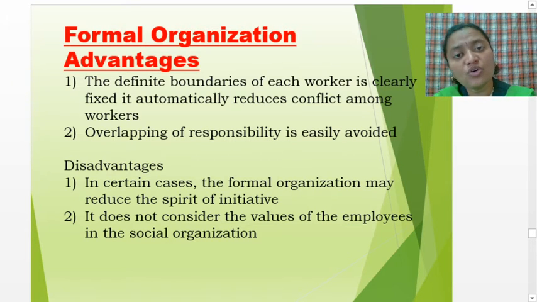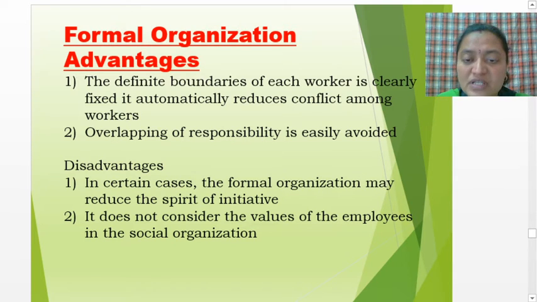workers. So what does conflict mean? There will not be any kind of fight among the workers, because what happens? Everyone's responsibility has been fixed, and each and every person or worker knows what duty he has to do or what responsibility he has to take. So everyone's duty has been fixed.